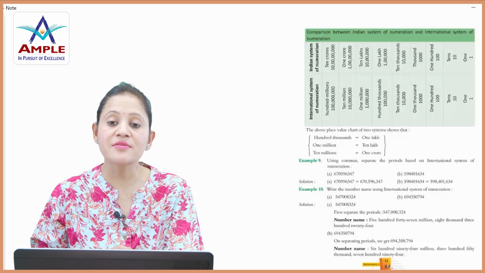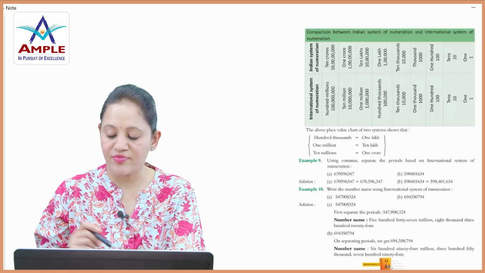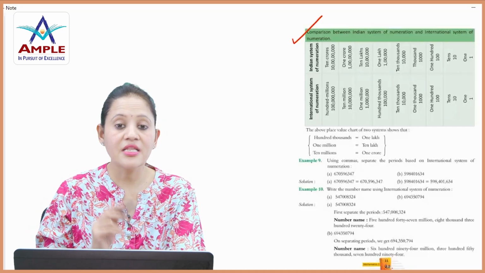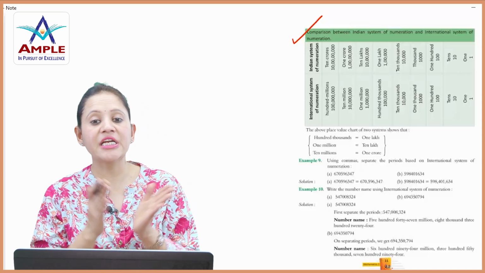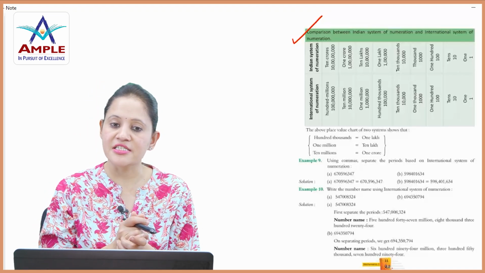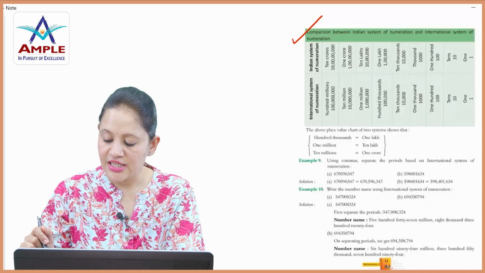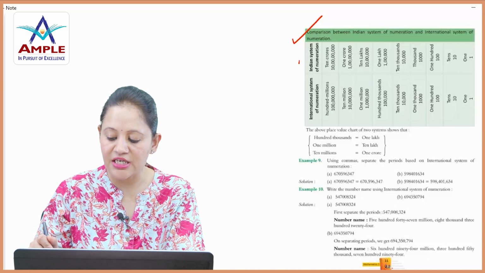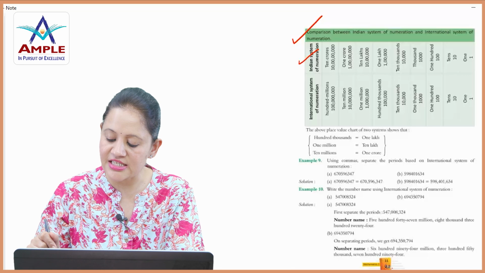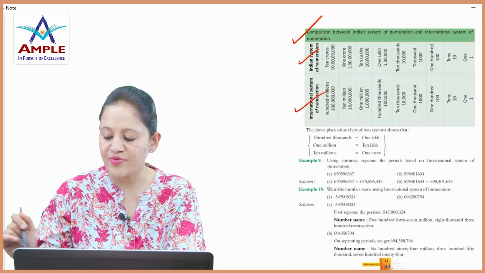Next is comparison between Indian system of numeration and international system of numeration. Now, we will see what is the difference between the Indian system of numeration and the international system of numeration. Here you can see the place value chart for both. This is the place value chart for the Indian system of numeration and this is the international system of numeration.